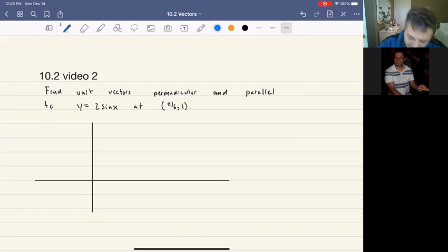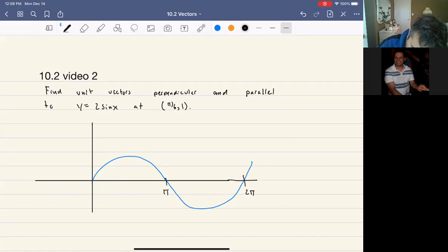Okay, so 2 sine of x looks like so. Okay, remember this is 2 pi, that's the period. This is pi over 2, 3 pi over 2. Pi over 6 is, let's say, somewhere about here.